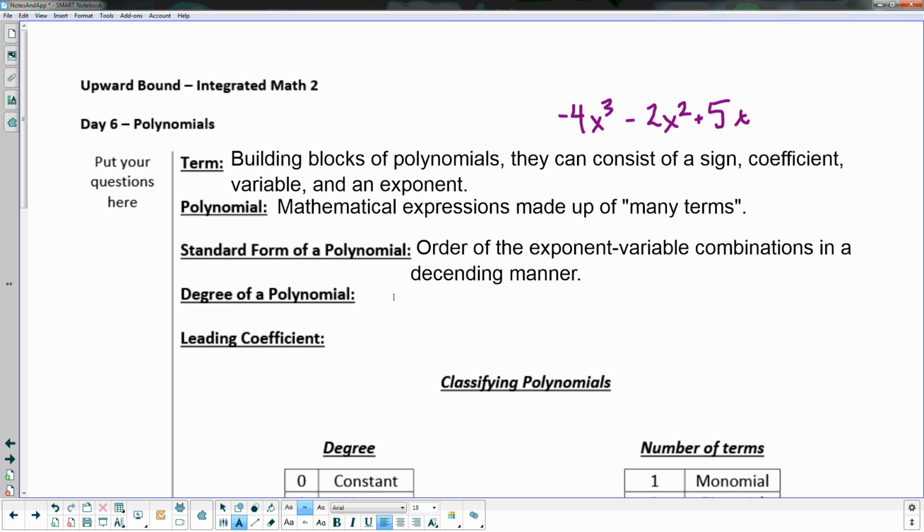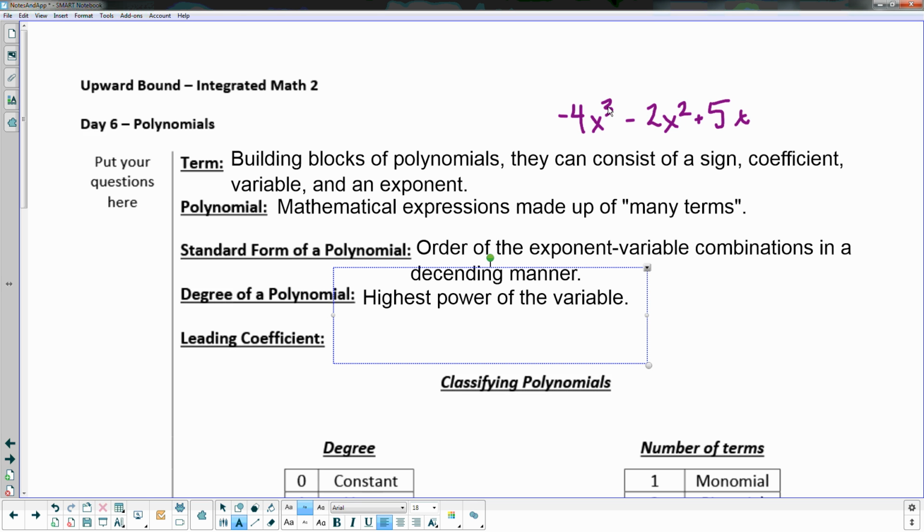Okay? And I'm going to go ahead and say that's it for the hard definitions. The next one says the degree of a polynomial is the highest power of the variable. So the highest power that you have in your polynomial. In this case, my highest power is 3. So putting it in standard form makes this easy to find because all you have to do is look at your first exponent, and that's going to give you your degree.